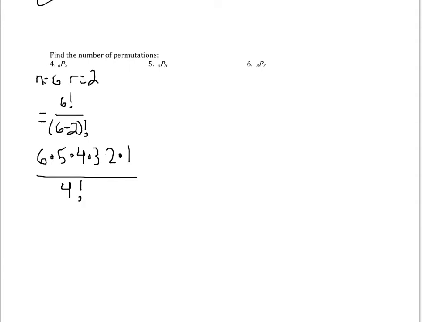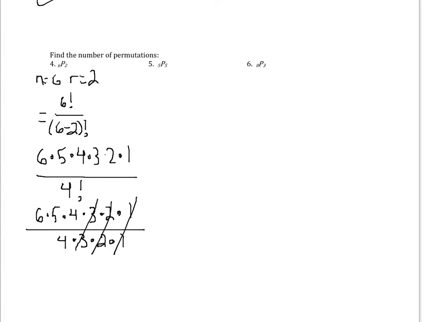But what's 4 factorial? So you still have 6 times 5 times 4 times 3 times 2 times 1 divided by 4 times 3 times 2 times 1. Since there's only multiplication going on, all those cancel out. So how many permutations are there of 6 permutation 2? Well, what's 6 times 5? 30. Okay?